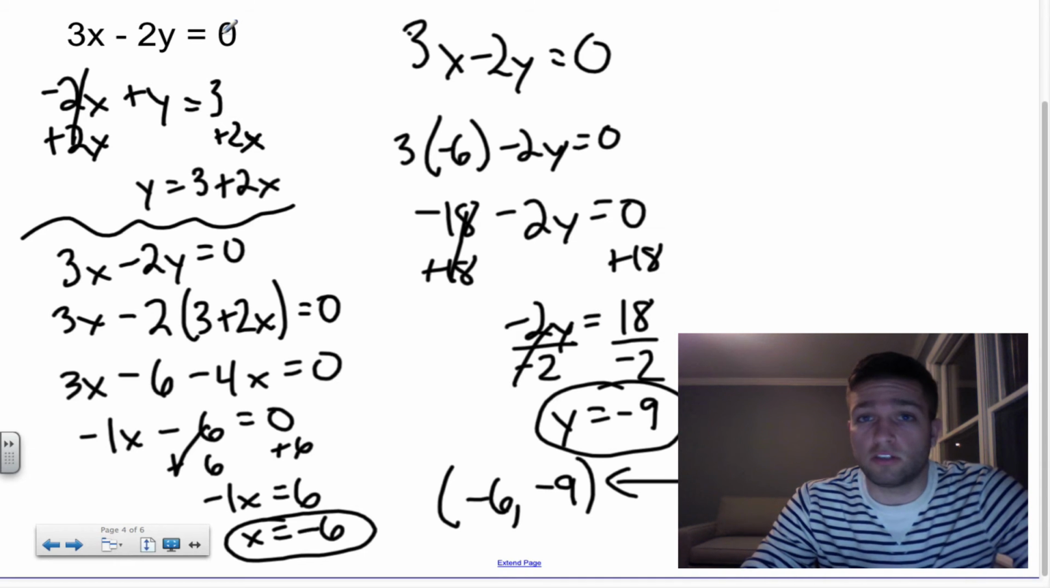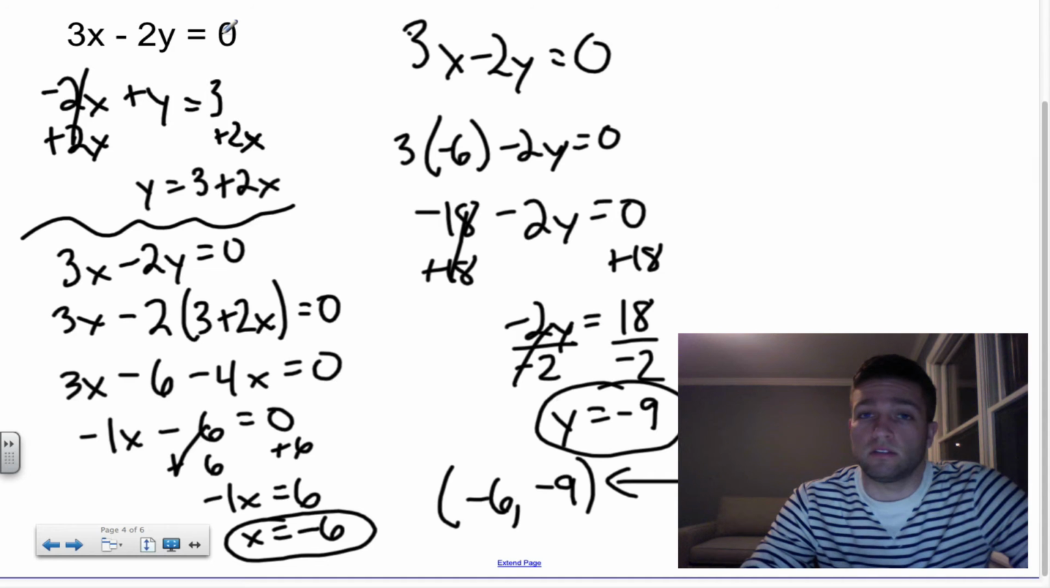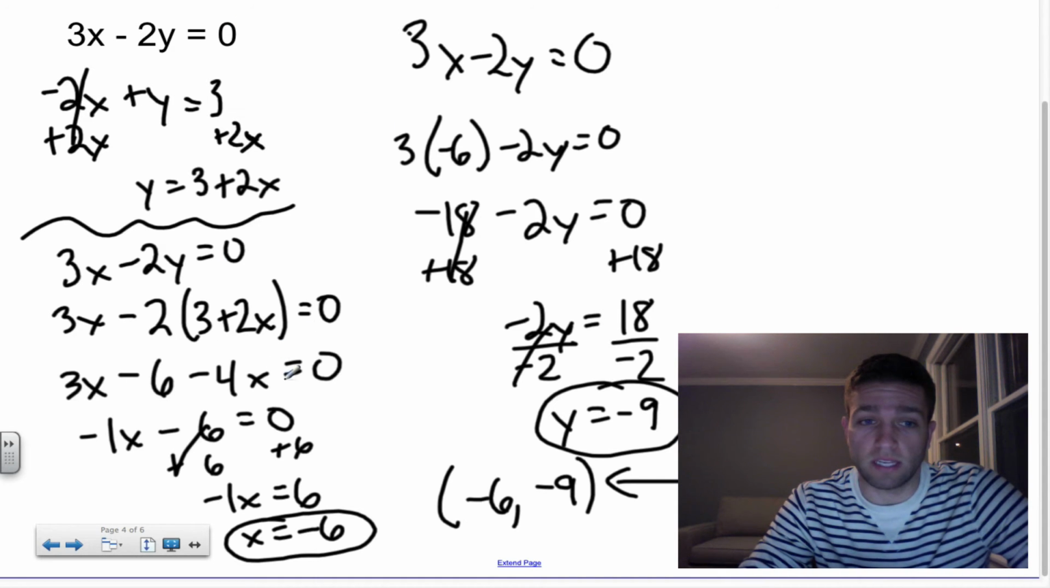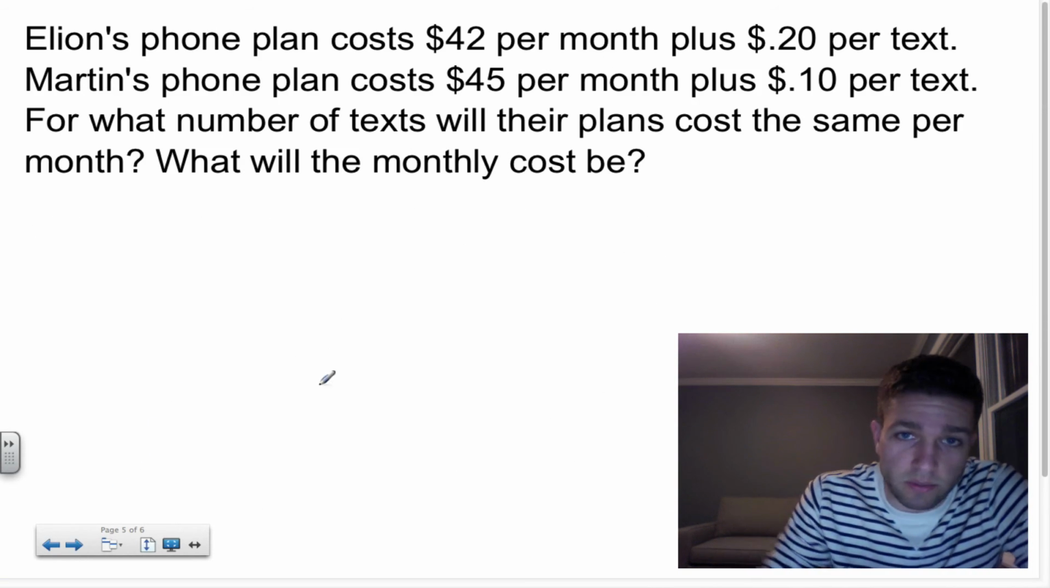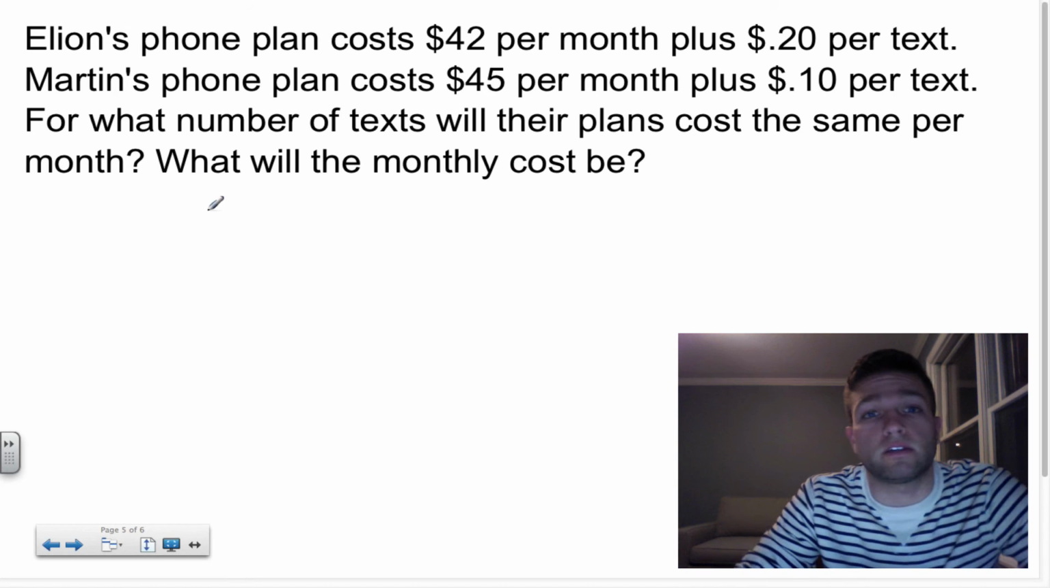But it just ensures that you got the right answer, and if you didn't, you can always go back and check your work and maybe you made a little mistake. But there's the work, there's the problems, and now I'm just going to do one word problem so that you can see how a word problem looks, and then we'll call it quits.